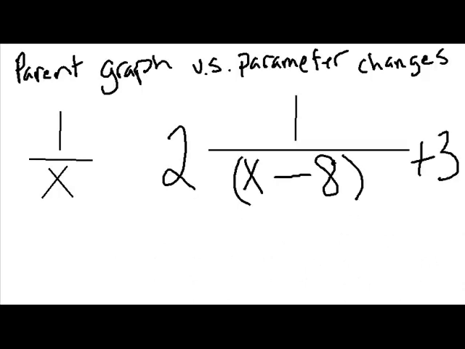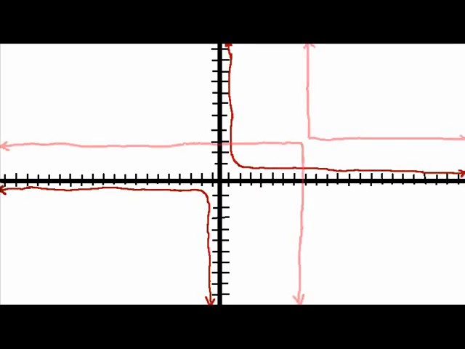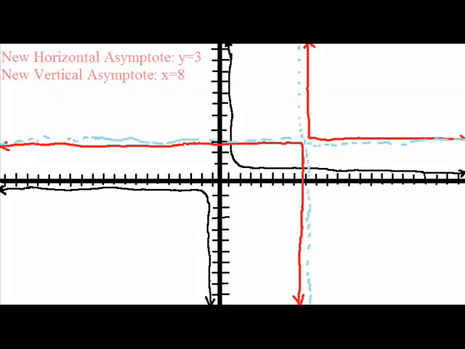Now we'll compare a changed equation to the parent equation. Our changed equation is y equals 2 times 1 over x minus 8, plus 3. It is stretched by a factor of 2, moved right by 8, and up by 3. Our new asymptotes are the vertical asymptote at x equals 8 and the horizontal asymptote at y equals 3.